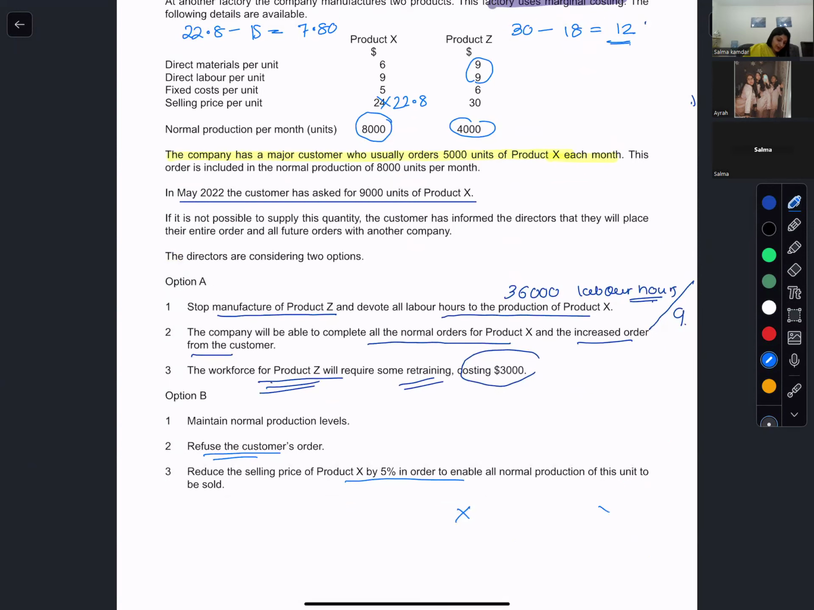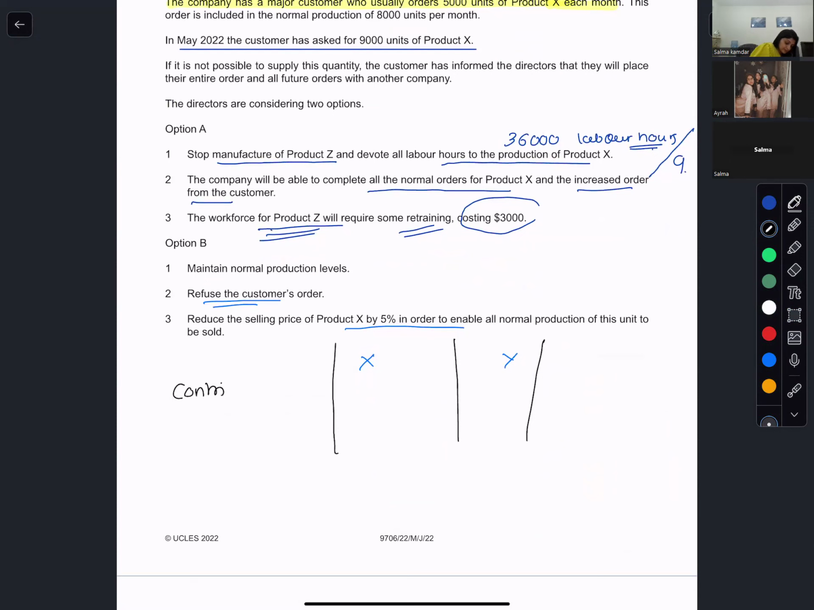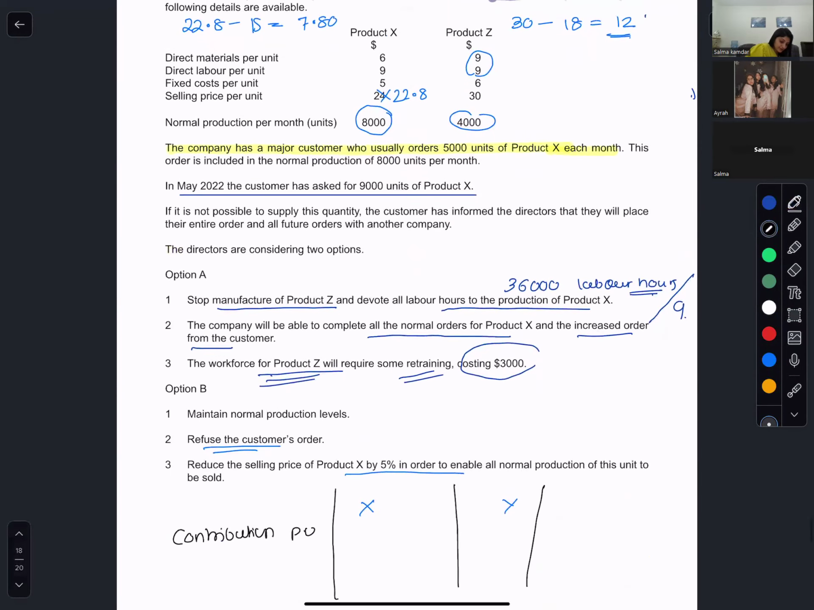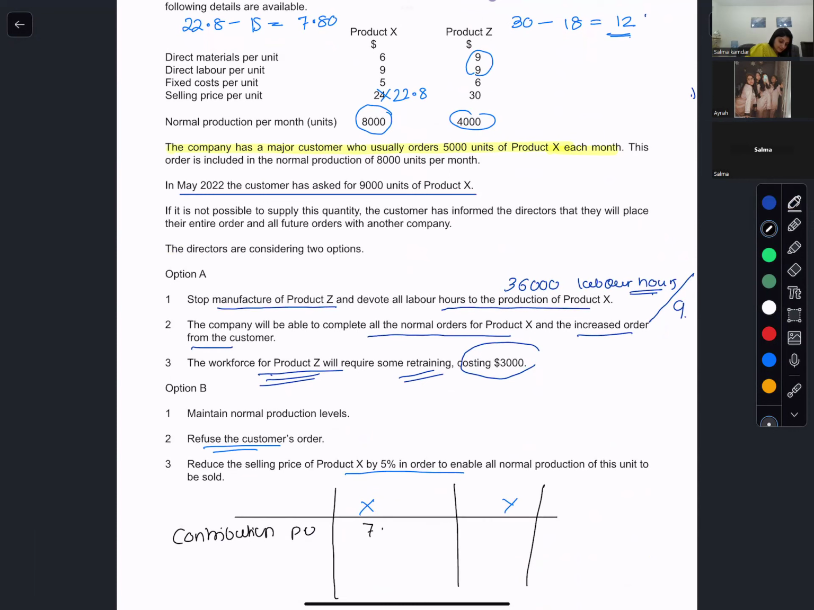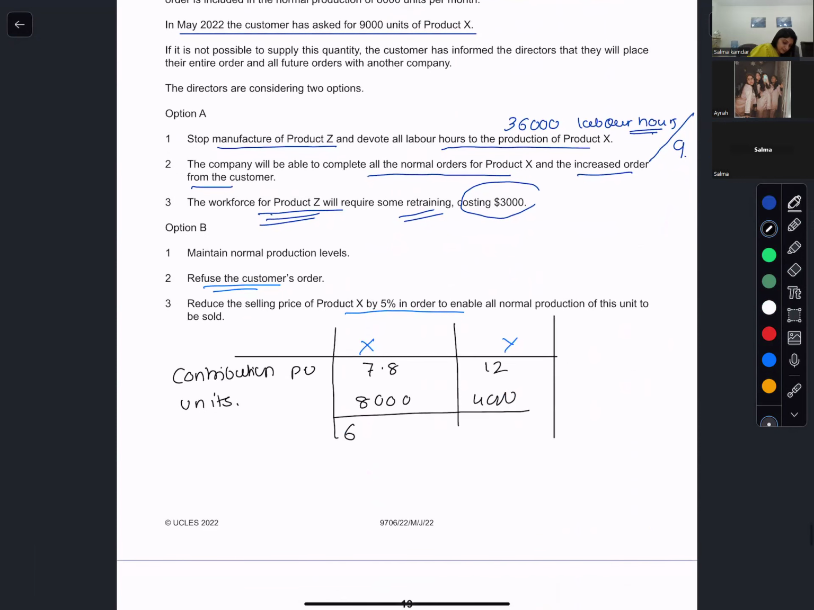So let's do the option for product X and product Z. The contribution is 7.8 for X and 12 for Z. Units: 8,000 and 4,000. 7.8 into 8,000 is 62,400, and 12 into 4,000 is 48,000.